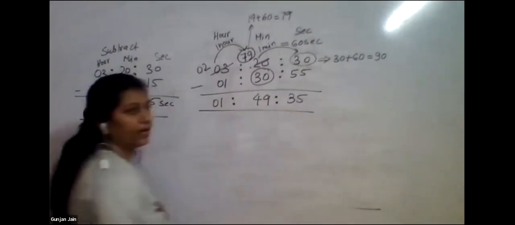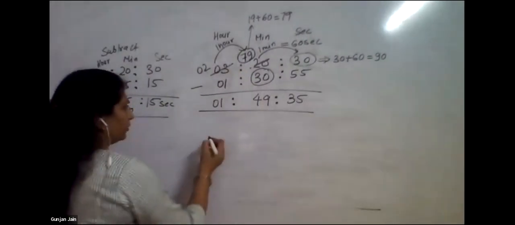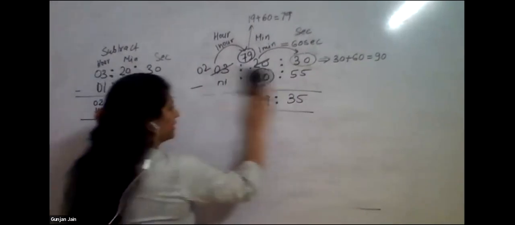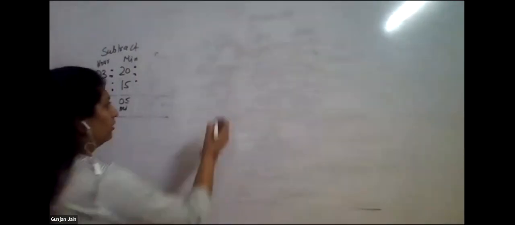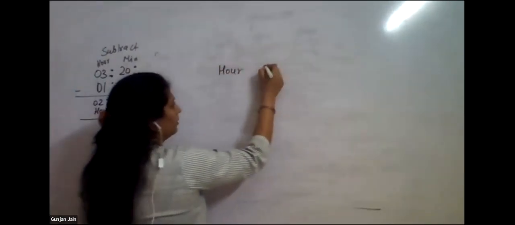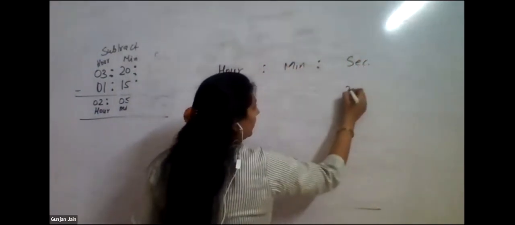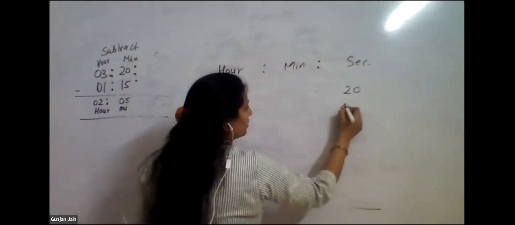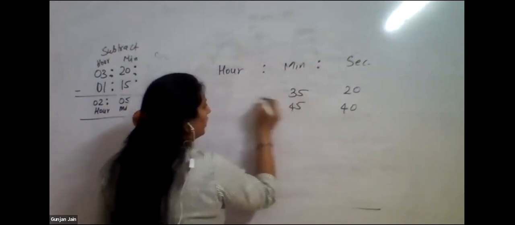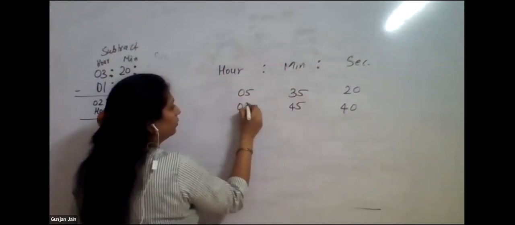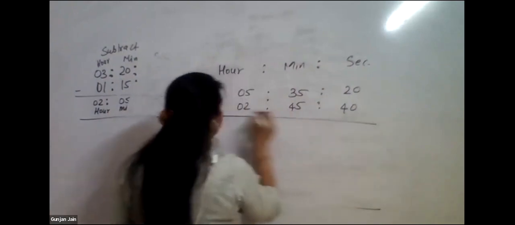Okay, clear? Now let me tell you one more question so that it will be clear to you. Let's erase and understand it again, then try to do it. Okay. First is your hour, then minutes, and then seconds. Your first value is 20. You have to subtract 40 from it. This is 35, 45, and this is 5 and 2. Now try to subtract.